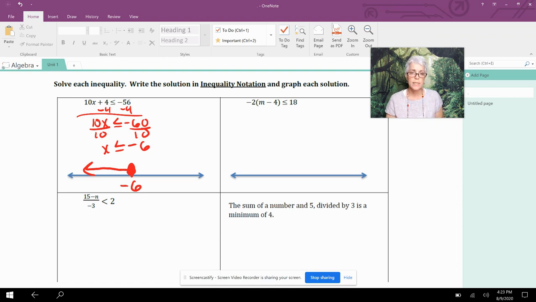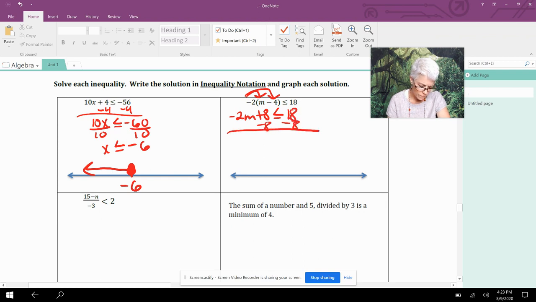Now I'm going to go ahead and solve the next one. It has distributive properties, so I'm going to start with that. I have -2 times m, so that's -2m, and I have -2 times -4. Note that, that is a +8, less than or equal to 18. So now I'm going to work through solving this. -2m is less than or equal to 10.